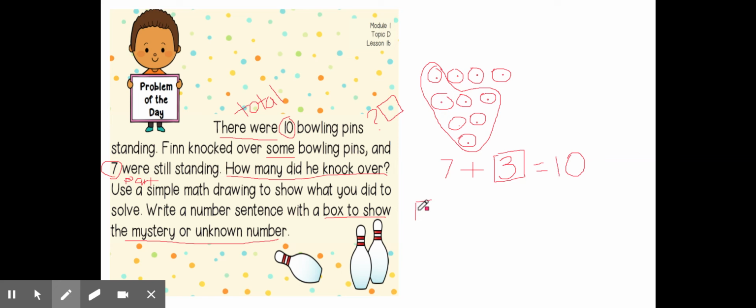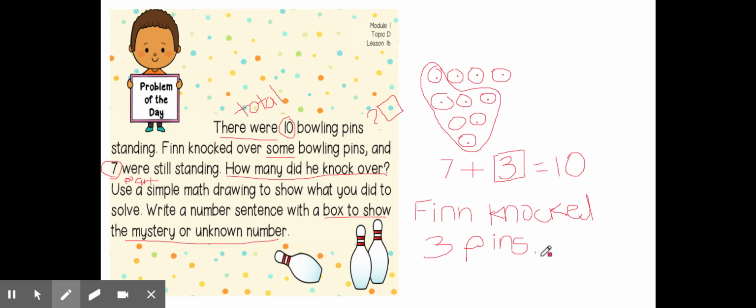So Finn knocked over three pins. Now it's important that you write the statement answer, because you want to make sure that the statement answer makes sense with your question. Finn knocked over pins. How many did he knock over? Finn knocked over 3 pins. Yeah, that does make sense.